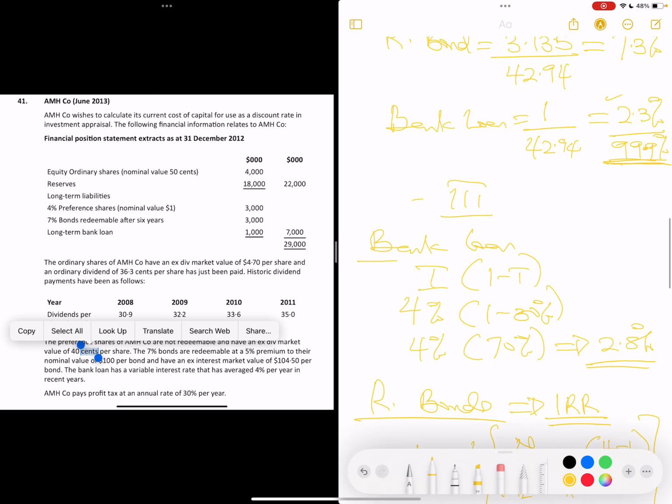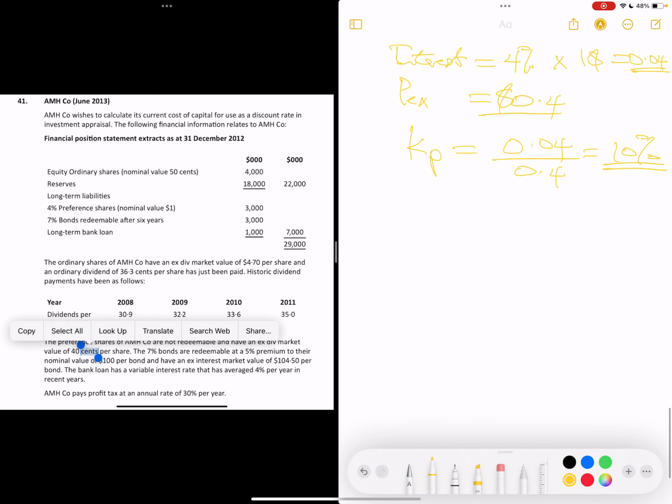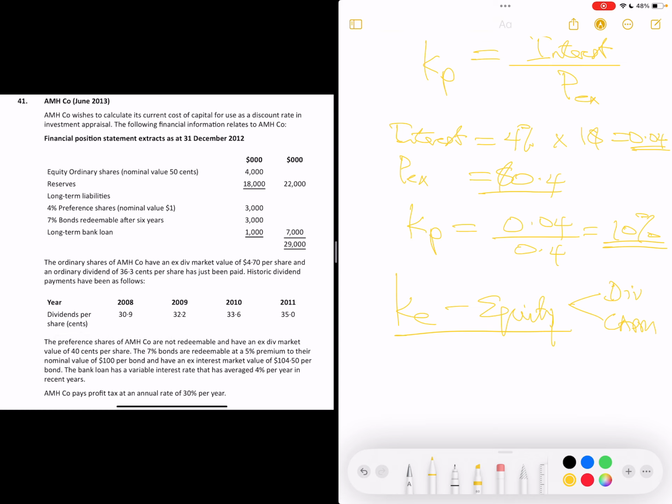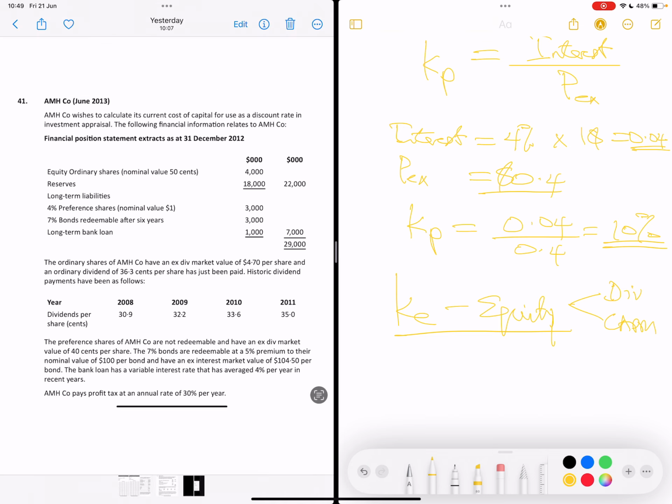And for equity, the last one now. So cost of equity, KE. Remember, there are always two models for cost of equity. I told you, you can use dividend model or you can use CAPM, depending on the information available. Looking at this question, we don't have any information on beta, so we already have an indication that we're going to be using dividend model because we have dividend information given. And we can see that dividend is not constant.